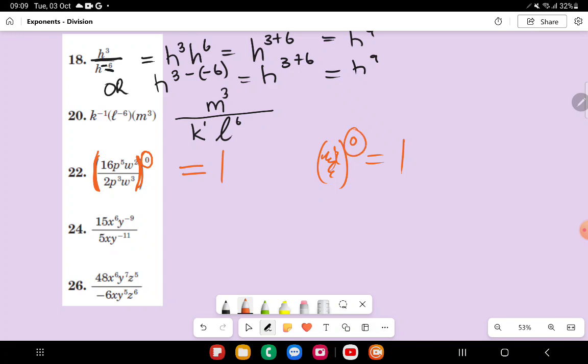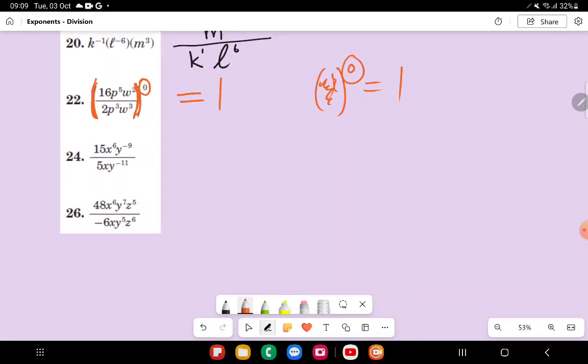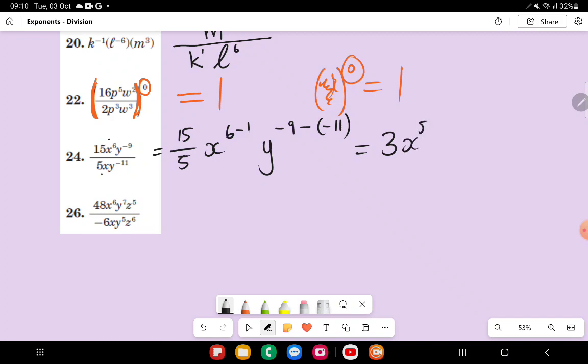Next question, we have 15 over 5. Then we have x^(6 minus 1), and y^(negative 9 minus negative 11). So that becomes 3x^5. 9 plus 11 is going to be y squared as my final answer.